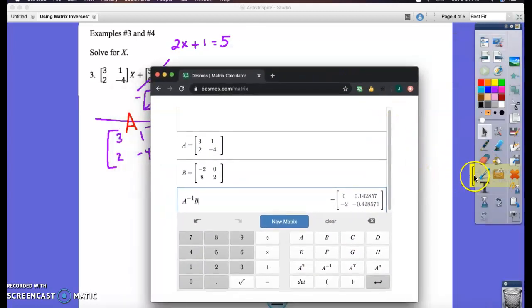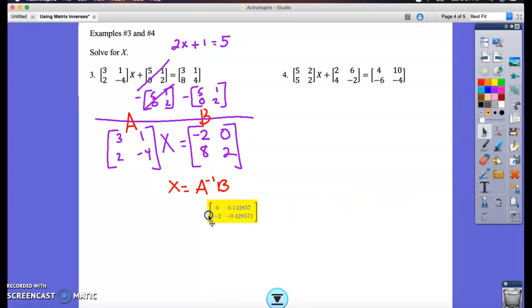I actually already have it, but I took a screenshot of it. There I go for that lovely matrix. Now, I said it a couple times: A inverse exists. And in this next problem, A inverse doesn't exist.